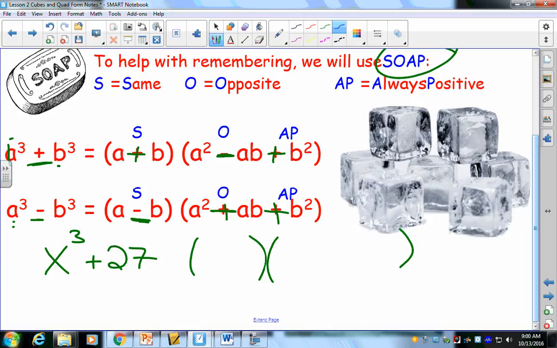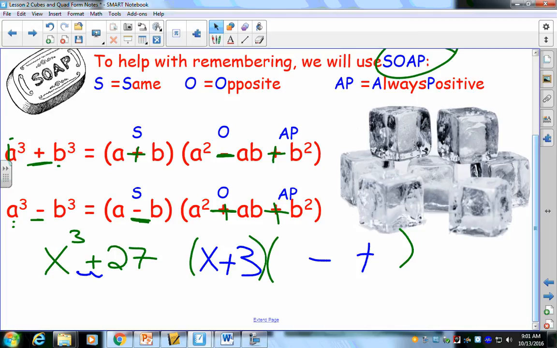SOAP: same, opposite, always positive, and I need to fill things in between. So by my binomial, I'm going to take the cube root of each. The cube root of x to the third is x. The cube root of 27 is 3, right? Because 3 times 3 is 9, times 3 again. Now, I'm using this binomial to help me fill in the other parts of my answer.